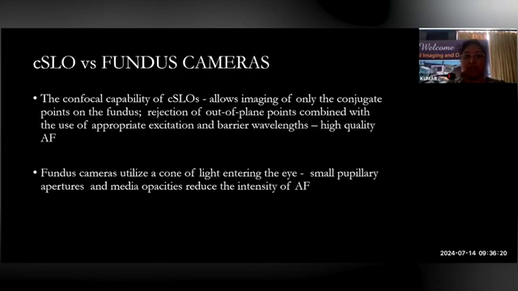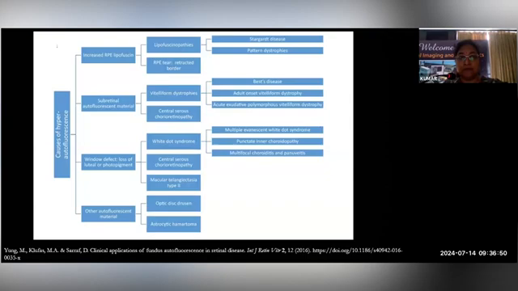We use either a confocal scanning laser ophthalmoscope or a fundus camera. The confocal capability of the SLOs allows the imaging of the conjugate points of the fundus and rejects the out-of-plane points with the range of barrier and excitation filters, which gives us a very high quality of autofluorescence. The fundus cameras utilize a cone of light, and now they have better fundus cameras with a red shift of the spectrum of light. But still, we face challenges in capturing autofluorescence with the fundus cameras because of small pupillary apertures and media opacities.